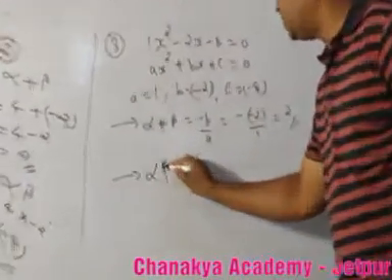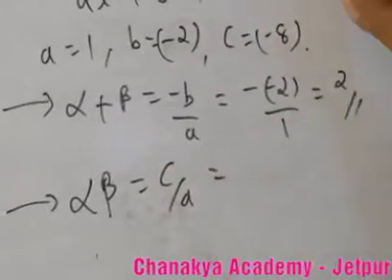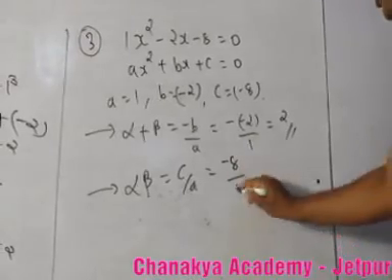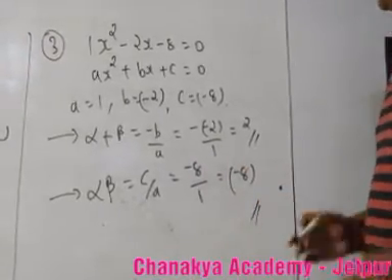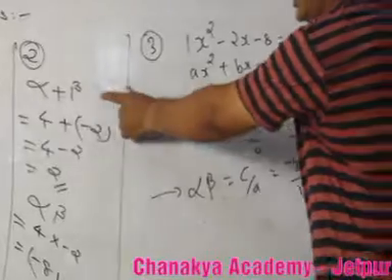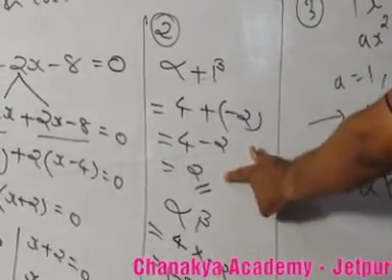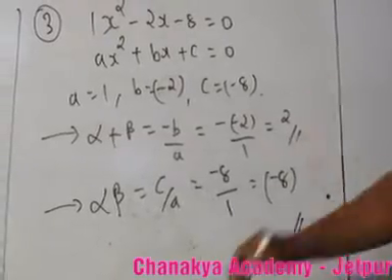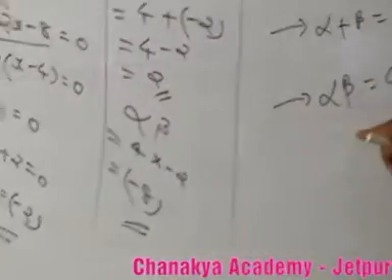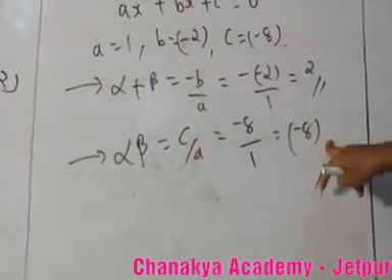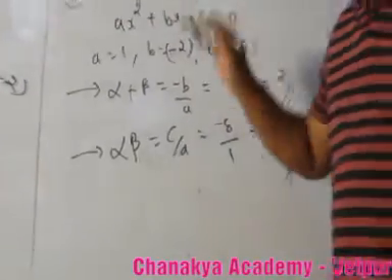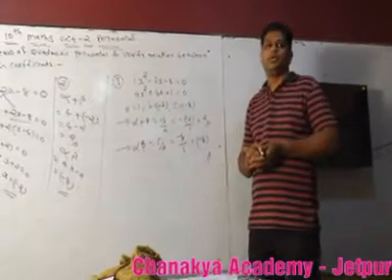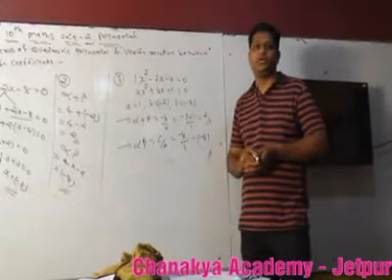Next, alpha beta equal to c by a. What is the value of c? We have already obtained c equal to minus 8, and a equal to 1, so it equals minus 8. Now we conclude that alpha plus beta obtained manually is 2, and using the formula we have also arrived at 2. Alpha beta equal to minus 8 manually, and using the formula we have also obtained minus 8. Therefore we have verified the relationship between zeros and coefficients. Now this sum is completed, and it is one of the important questions asked in board exams.